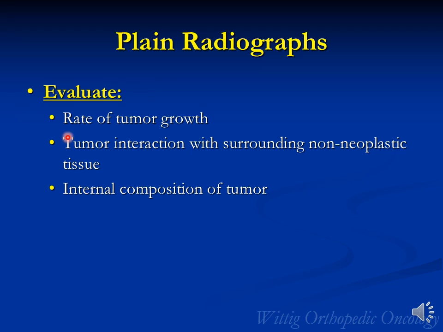The rate of growth can be determined based on how the tumor appears on the radiograph. In other words, is the tumor very well circumscribed, indicating that it is slowly growing, where you can make out the border between the tumor and the normal bone, or is the border between the tumor and normal bone blurred and indistinct, indicating potentially a fast-growing or malignant type of tumor?